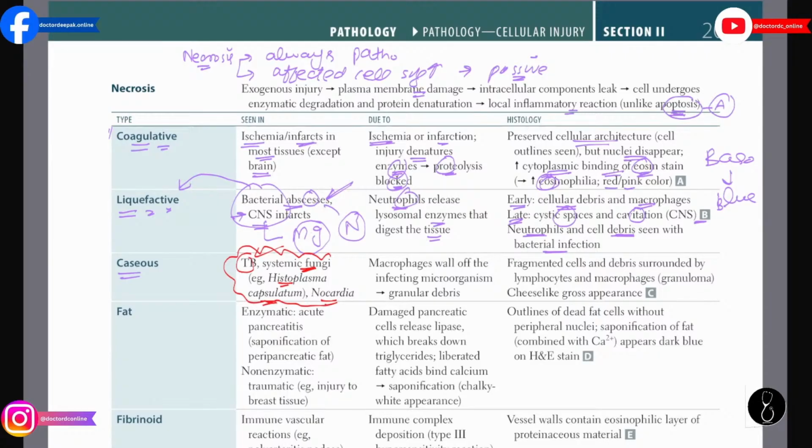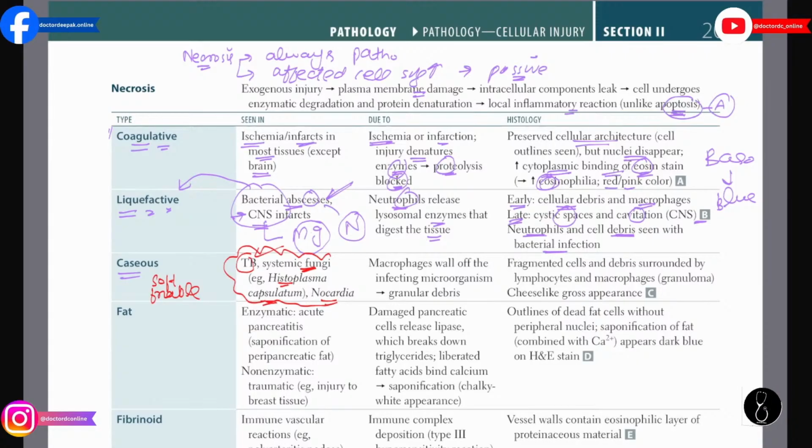And what happens in caseous necrosis? You have to keep in mind there is formation of soft and friable necrotic tissue, and the appearance of this tissue is cheese-like. Please try to remember these terms. First of all, what happens in caseous necrosis? The tissue becomes soft and friable, and the tissue that becomes soft and friable looks like cheese, a cheesy, cottage-cheese appearance. You have to keep that in mind.